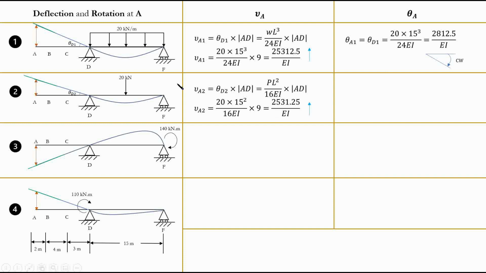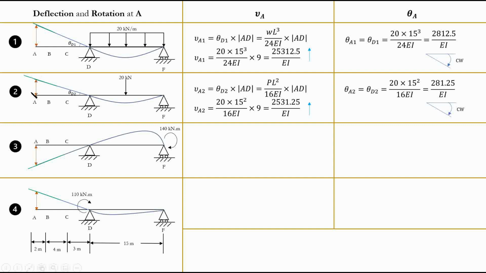Now, let's move to our case for rotation. So the rotation, again, will be the same as here, right? So we have the rotation here. And this rotation value will be the same as the one that we calculate, right? So this is the calculation we had. So this is the value, theta d2. Just put it back here, and you'll get your value, which in this case is, again, clockwise.